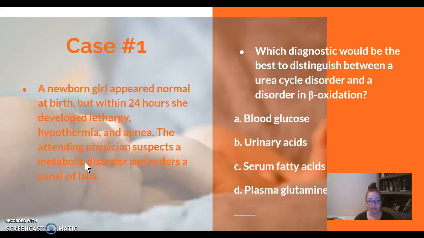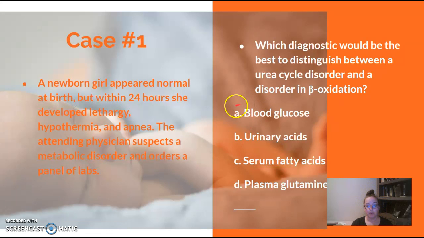So first off, I liked case number 1, so that's the first one that we're going to look at. In this one, it says a newborn girl appeared normal at birth, but within 24 hours she developed lethargy, hypothermia, and apnea. The attending physician suspects a metabolic disorder and orders a panel of labs. So it asks which diagnostic would be the best to distinguish between a urea cycle disorder and a disorder in beta oxidation. So that's what we're going to take a look at.